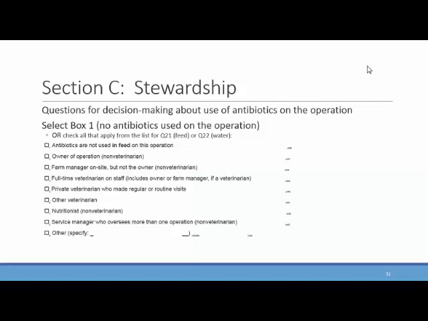And so, if they aren't using any antibiotics, we certainly want to know that, and then check if someone did use them: the owner, the farm manager on site, a private veterinarian, other veterinarian, or nutritionist, or service manager. So we have a number of choices to select who made the decision about the use of antibiotics in feed or water. We have a note that this is related to protocols for antibiotic use. So if they do have protocols for antibiotic use, you might ask them to reference that and see if you can glean the information from there.